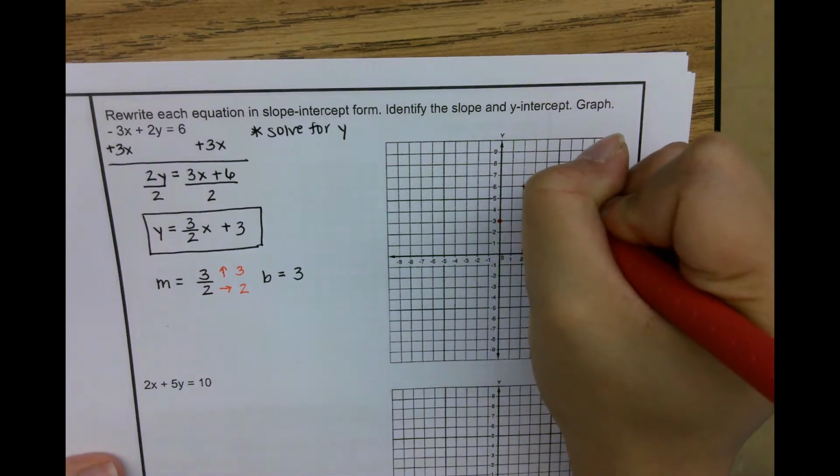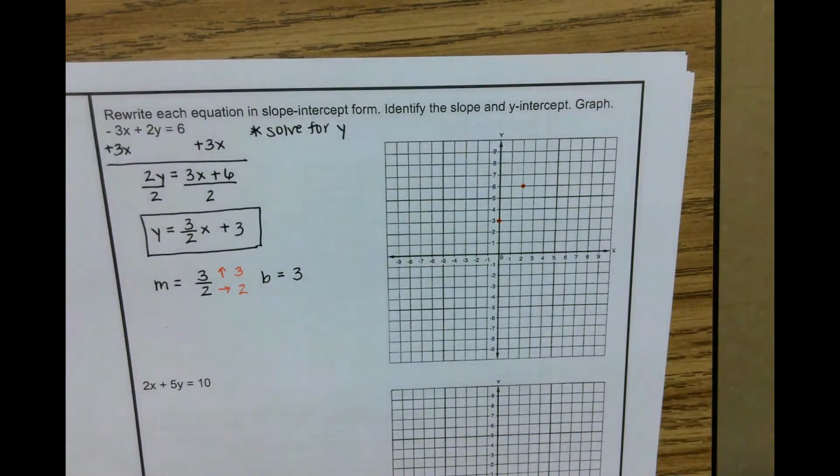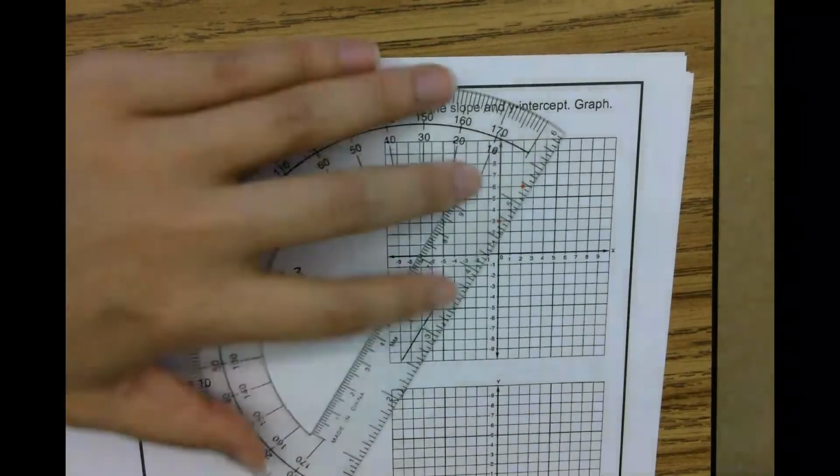All you need is 2 points to graph a line.